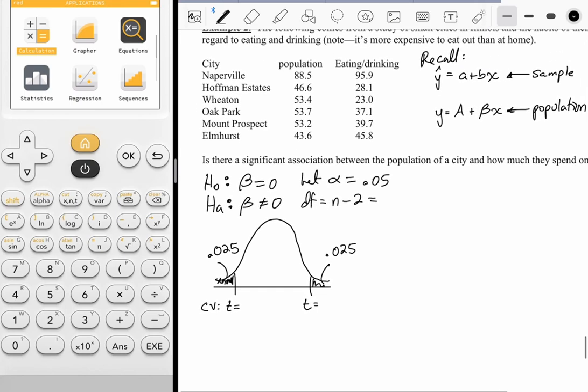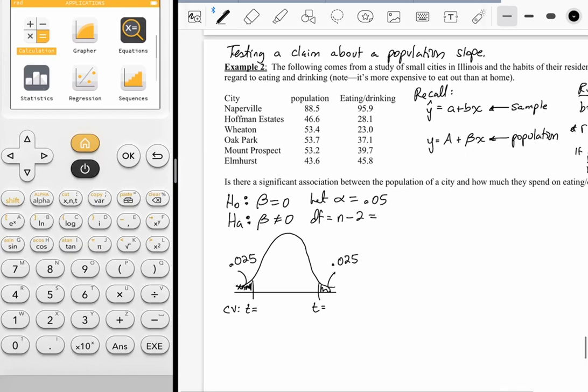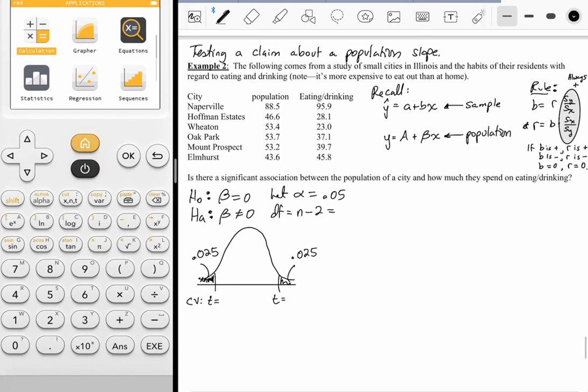All that good stuff. So my population and eating versus drinking, or eating or drinking, I guess. I don't know. What is it even measured? Like, what is the percentages for population for? So the following comes from a study of small cities in Illinois and the habits of their residents with regard to eating and drinking. Note, it's more expensive to eat out than at home. So the population is whatever it is in whatever units it is. I have no idea, maybe thousands. Eating and drinking, they're talking about expensive, so I'm going to assume they're talking about money.